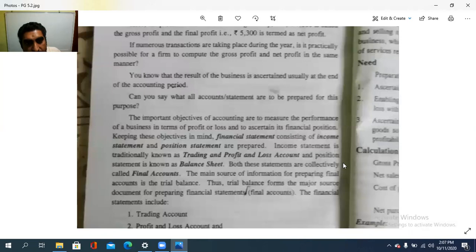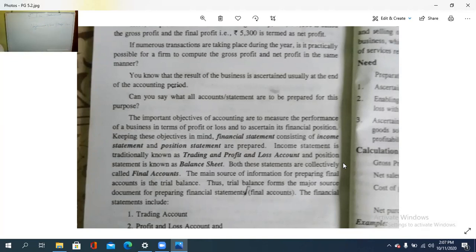See, the important objectives of accounting are to measure the performance of a business in terms of profit or loss and to ascertain the financial position. So, performance of the business in terms of profit or loss. Two things you need to identify, in the fifth module, financial statements: the performance of the business, whether it is profit or loss.